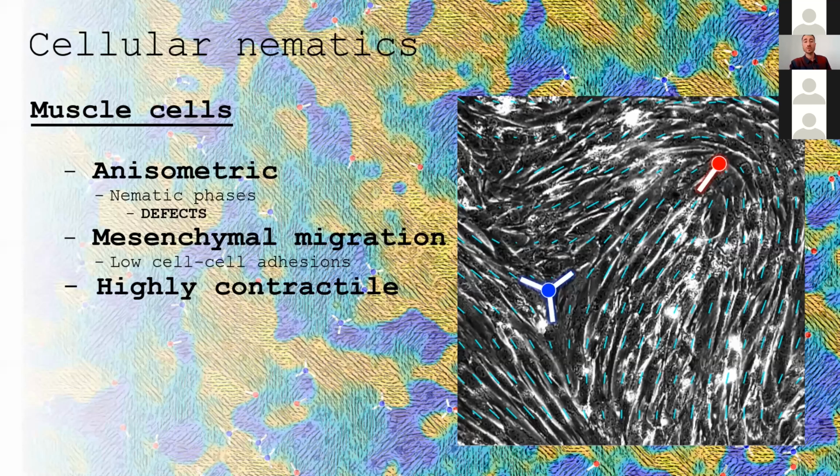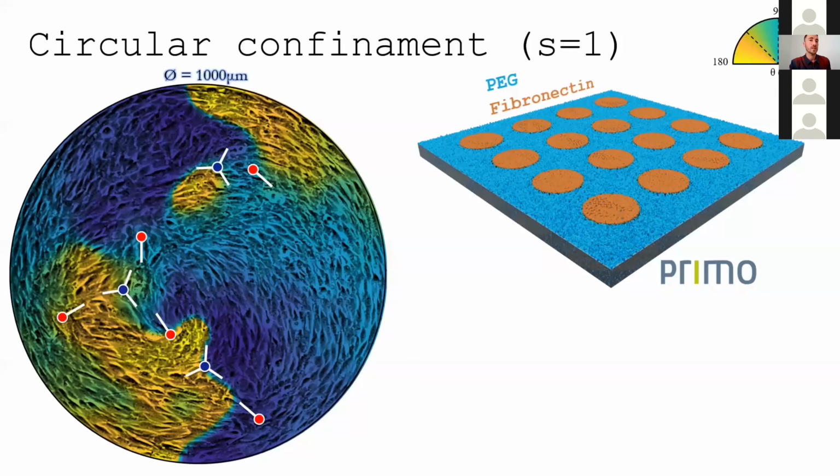So what we wanted to do is to confine this system so that we could get rid of these +1/2 topological defects and get a smaller confinement with one single defect in the middle. And to do this, we used Primo. Of course we could use other technologies, but Primo has been really useful to generate really stable patterns. In my case, I need patterns stable for 2-3 weeks. So Primo has been probably the best tool to do this.